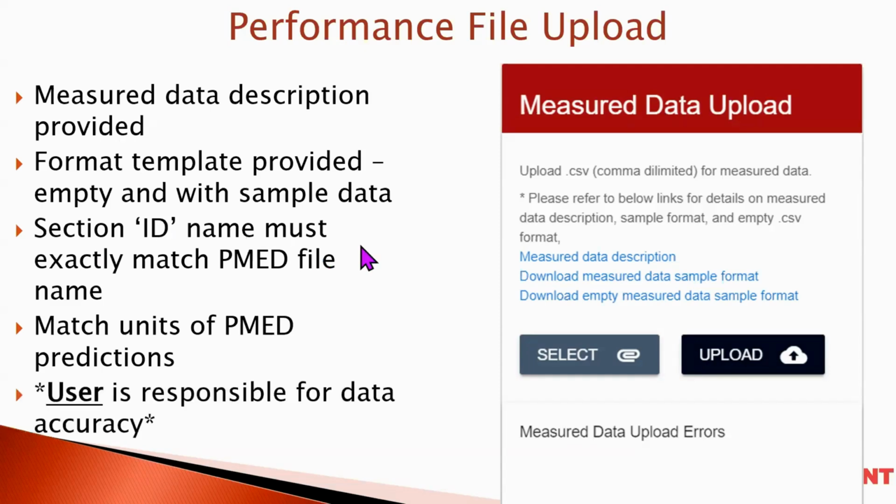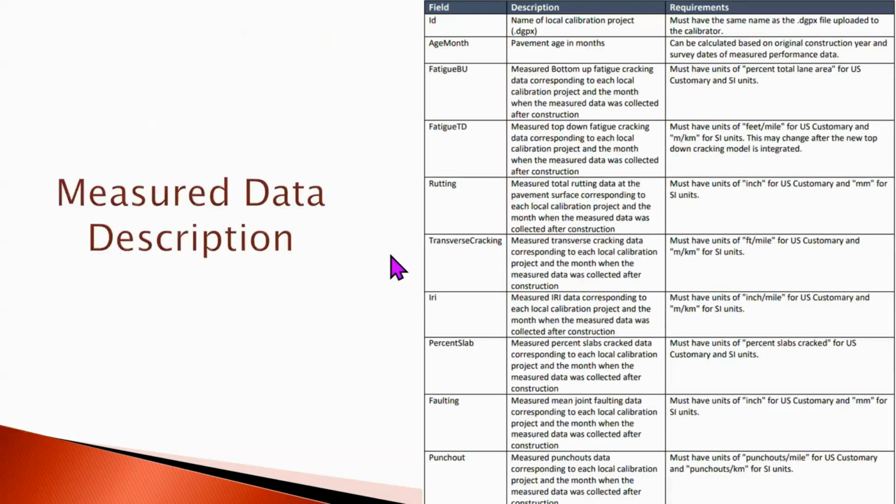So the user, again, as I said before, is going to be heavily engaged during this process. So if there's an issue with the performance data, the user is going to have to fix those. And this is just showing where the links are for the measured data description and the CSV file examples. And so this is the measured data description. This is the document that opens if you click on that. And it's just showing you what units to use for both US and metric.